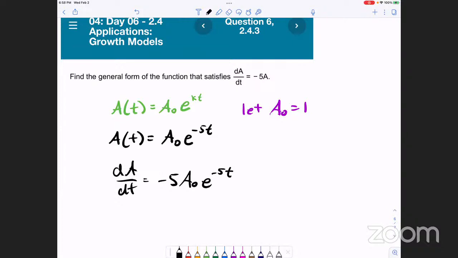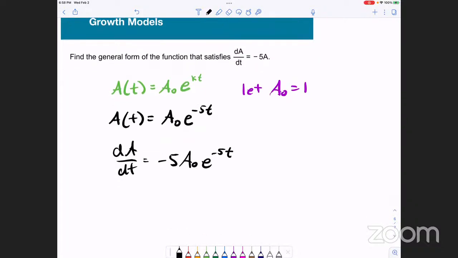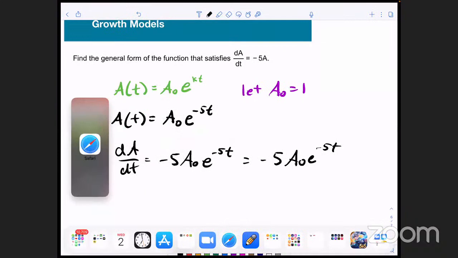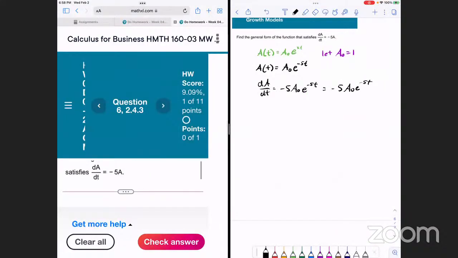I'm trying to think. If we let this equal -5 times this, isn't that a repeat? And that's a 1. Oh, duh. Okay. I see what it is. I see what I did wrong. I don't think we typed an equation.